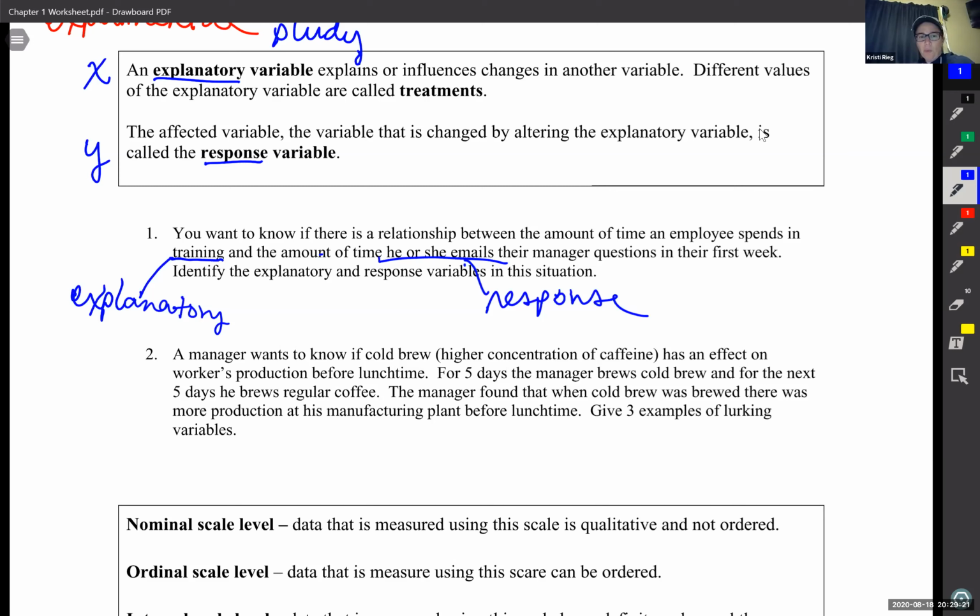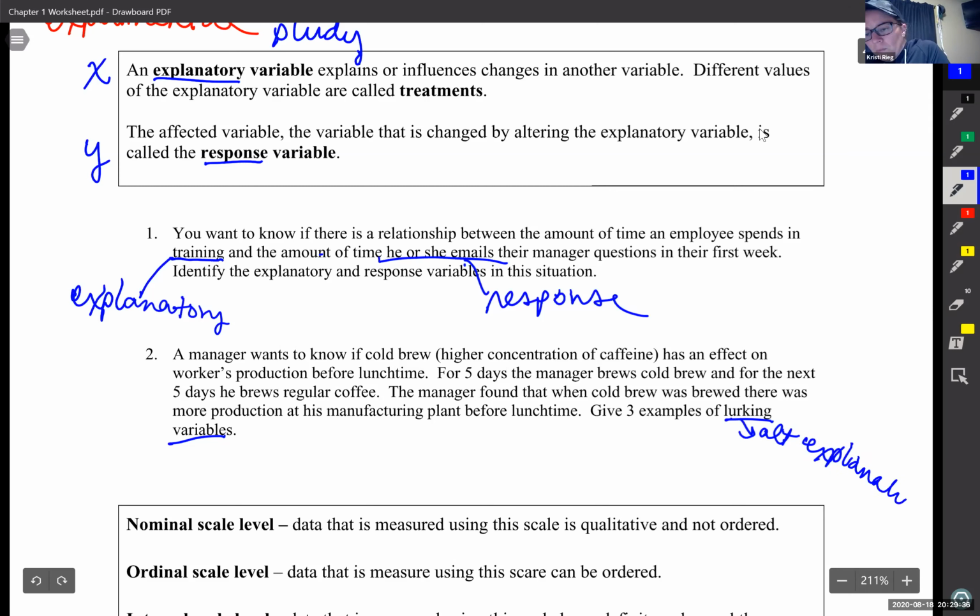Give 3 examples of lurking variables. So a lurking variable is like it's lurking, it's hiding in there. It's an alternate explanation. So maybe the coffee is affecting people, but maybe there is another reason as well. And we always want to think about those lurking variables or those alternate explanations.